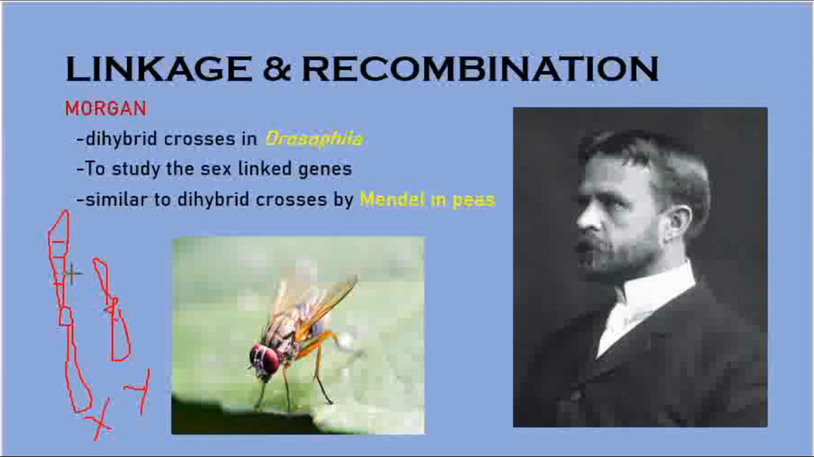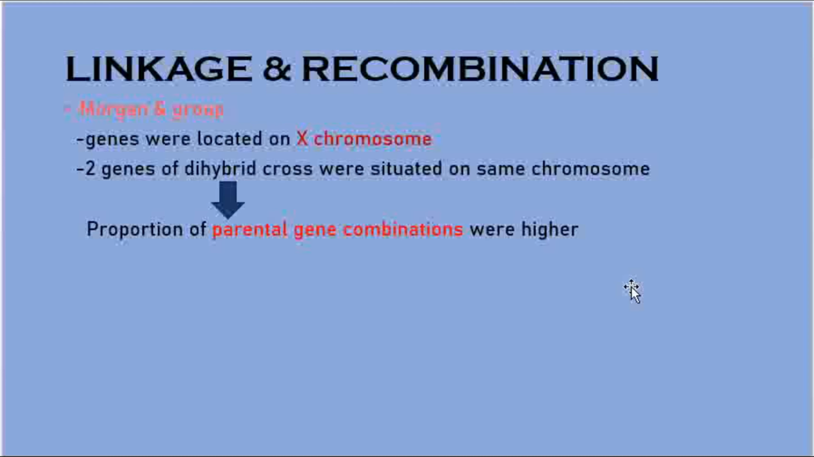The genes present in these sex chromosomes he studied, and it is similar to the crosses by Mendel in peas. Already we have learned this, you can refer to my previous videos. The same experiment he did. Morgan and his group were aware that the genes were located on the X chromosome. Here the gene responsible for the trait, the eye color, is present in the sex chromosome.